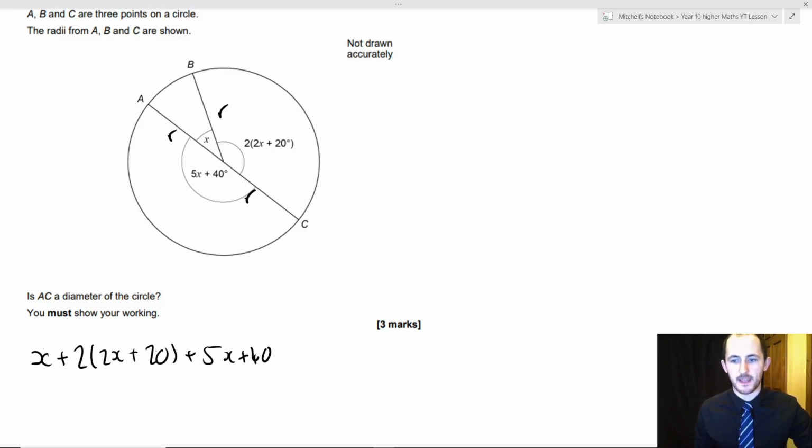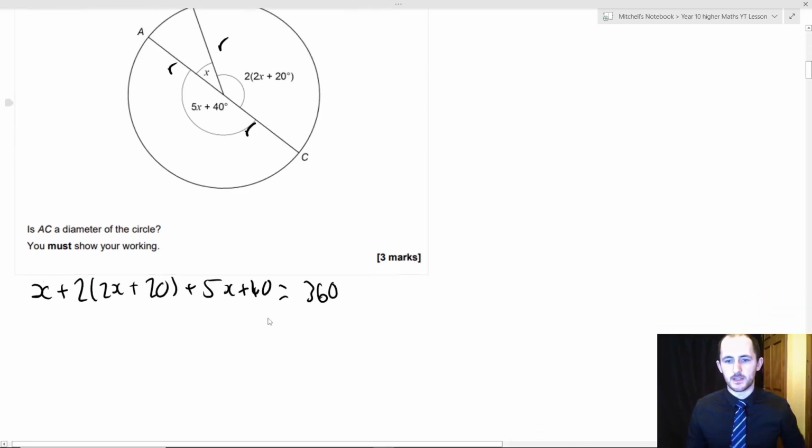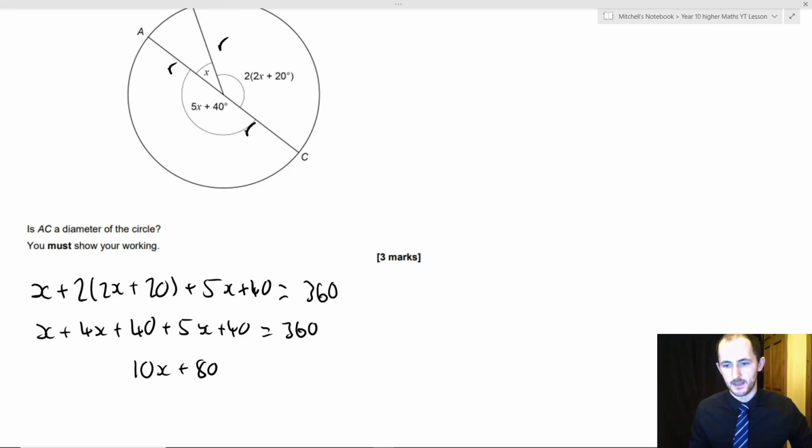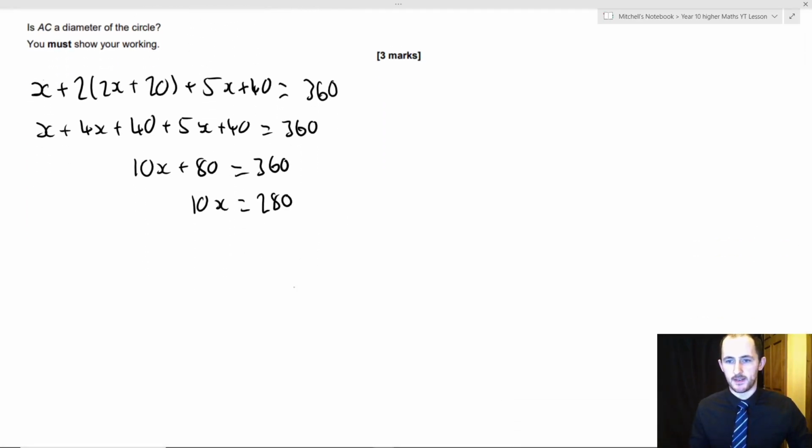Now, what we have here is angles around a point, right? And they should add up to 360. So if we just start going, x plus 4x plus 40 plus 5x plus 40 equals 360. Add all the x's together: 4x plus x is 5x, plus 5x is 10x, plus 80 is 360. Minus 80 from both sides, which gives me 280, and so x must equal 28 degrees.